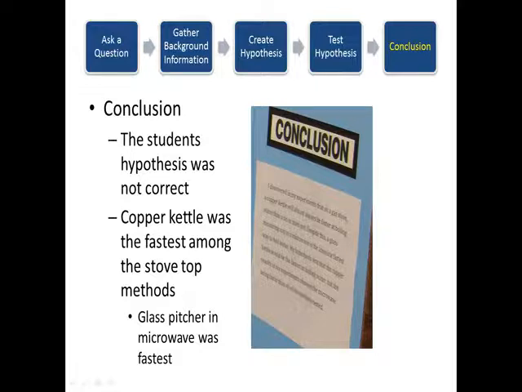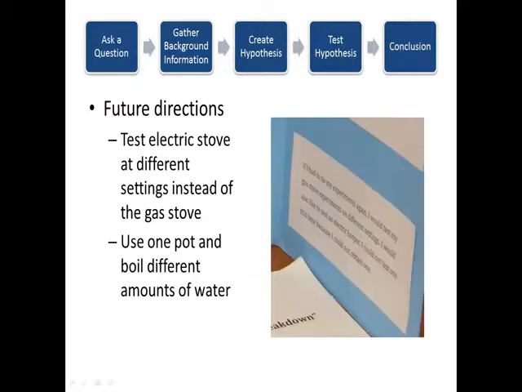Like I was saying before, though, it is hard to compare the stovetop boiling systems with the microwave ones. Another thing that you should think about, as Pearl briefly went over, is to think about things you could do differently or things you would change if you were to do the experiment again. This student said that they would maybe try an electric stove instead of a gas one for their stovetop experiments, or they would use the same container for all the trials and add different amounts of water.